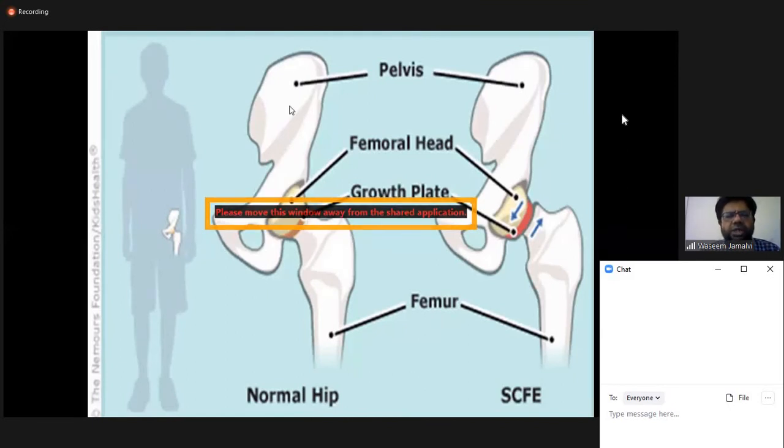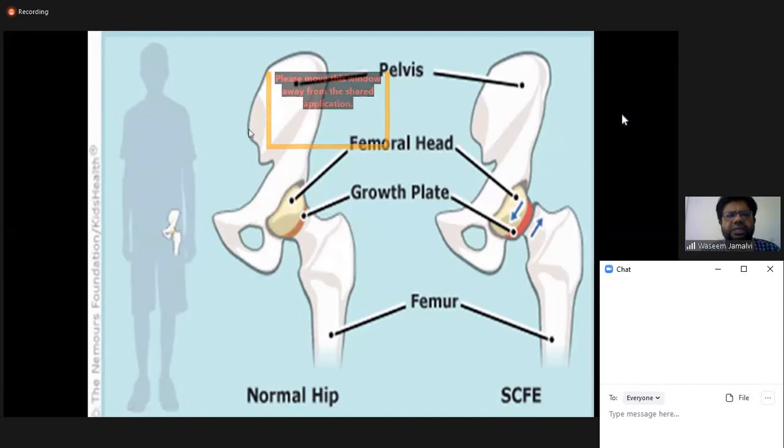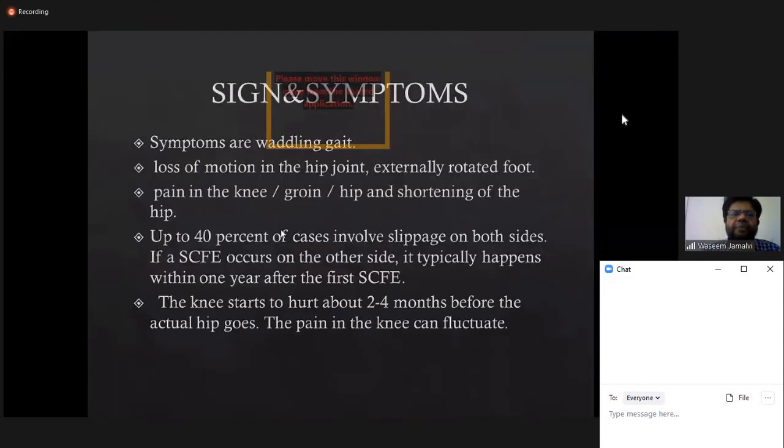Look at this picture. In this picture there is the normal epiphysis. This is the epiphysis and the growth plate. If the growth plate is slightly slipped, then the head of the femur is within the acetabulum, slightly downward, but the neck of the femur is externally placed, outer to the acetabulum. This is not in a straight line, and that is because of slipped capital femoral epiphysis.